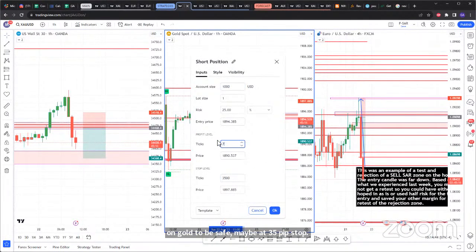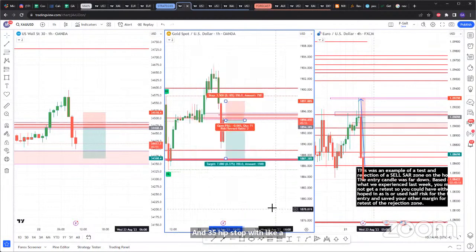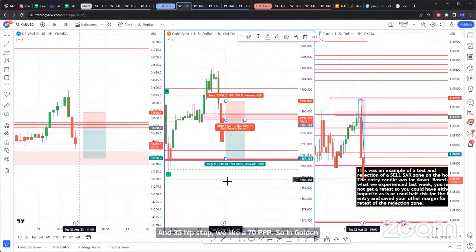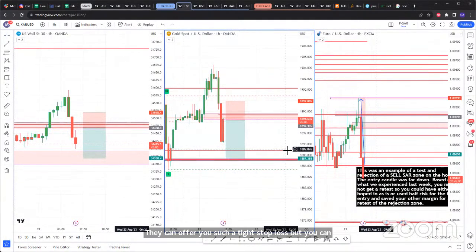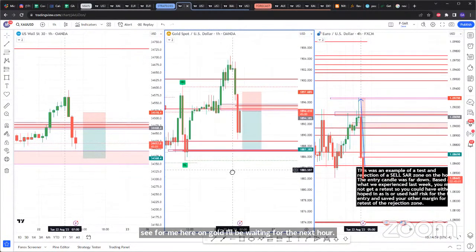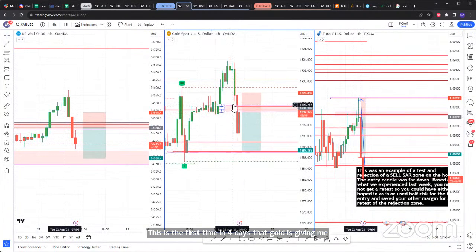And 35 pip stop with like a 70 pip TP. So in gold and FX pairs, they can offer you such a tight stop loss. But you can see for me here on gold, I'll be waiting for the next hourly candle. This is the first time in 4 days that gold is giving me an entry. So you can see I have a sell SAR entry here on the hourly.